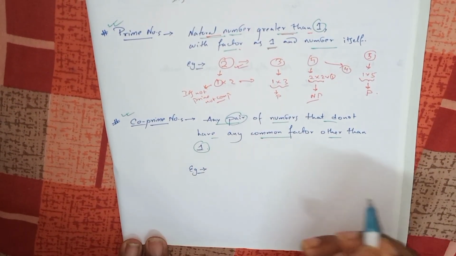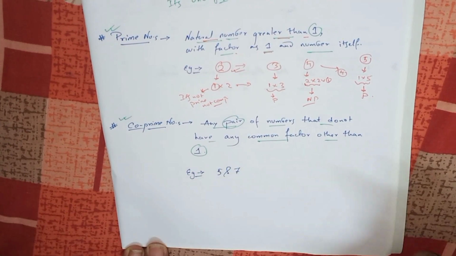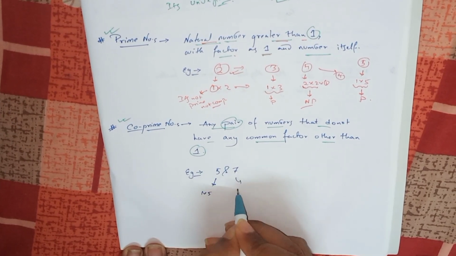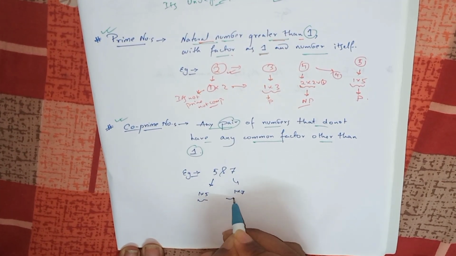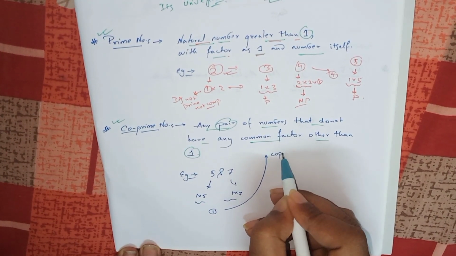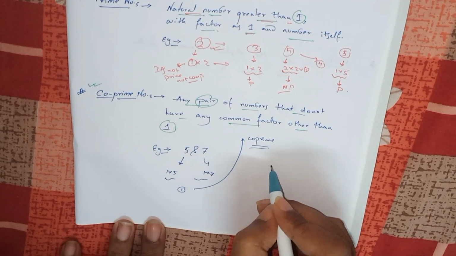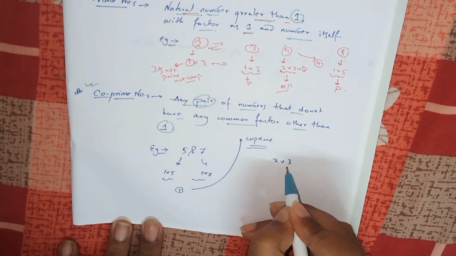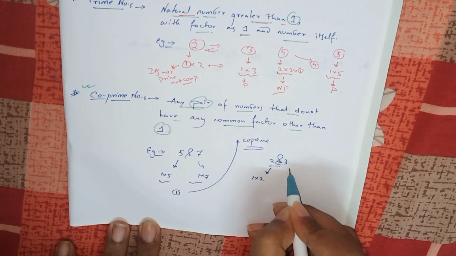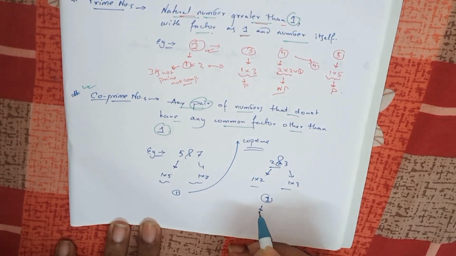Now coming to the example, coprime numbers. If you consider 5 and 7, the prime factors are 1 into 5 and 1 into 7. What is common? Only 1. By definition, this is a coprime pair. Got it? If we take another pair of numbers, let's take 2 and 3. Prime factors are 1 into 2 and 1 into 3. What is common? 1 is common. So it is a coprime pair.